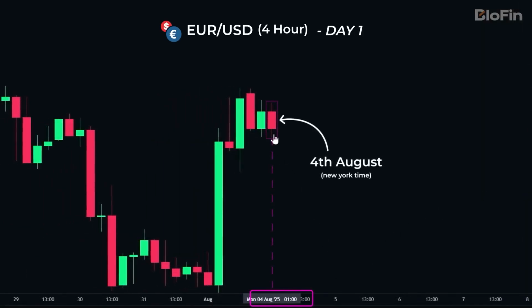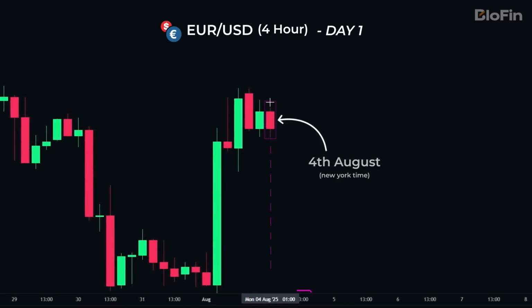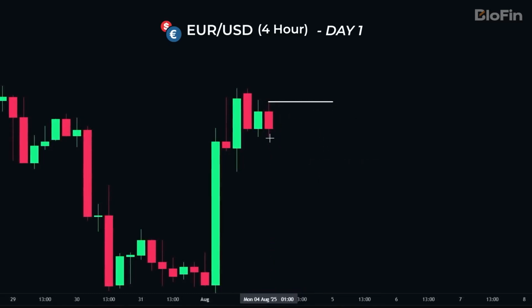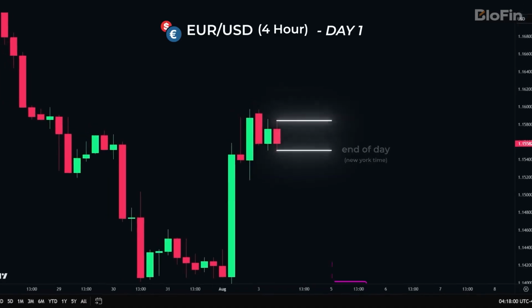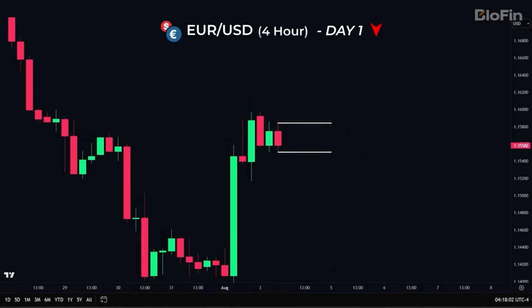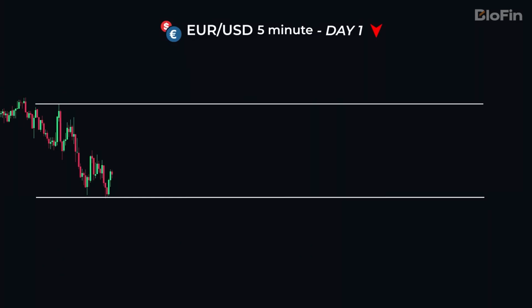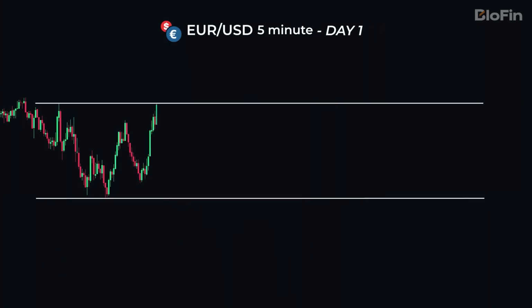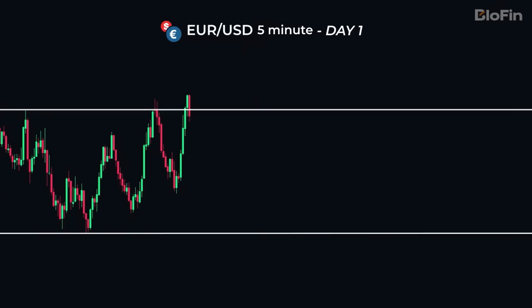Since it's August 4th, the first 4-hour candle that formed is this one. Simply draw a line at the high and low of that candle and extend both lines to the end of the day. So this is your 4-hour range. Next, go down to the 5-minute time frame to look for the setups. Here, price closed above the range high and then back inside, so that is a short setup.